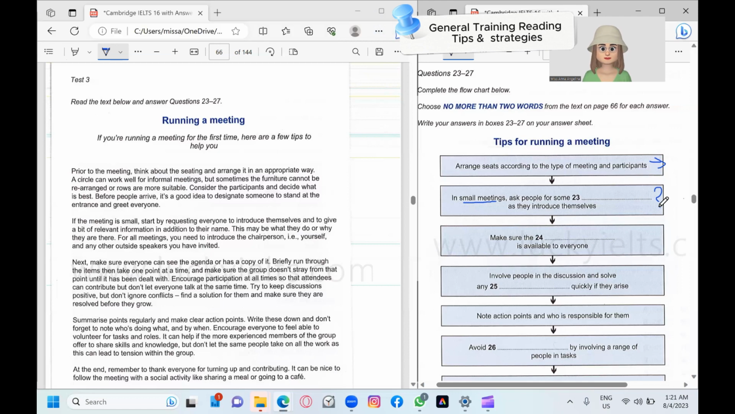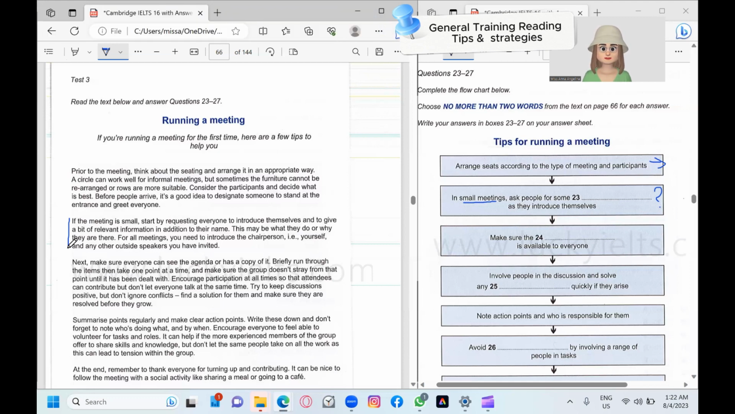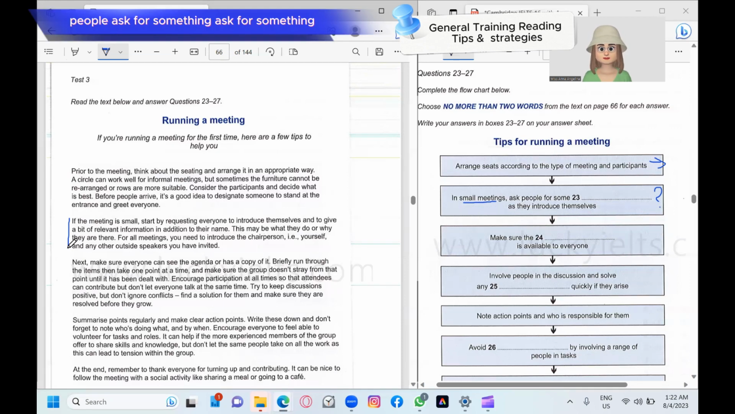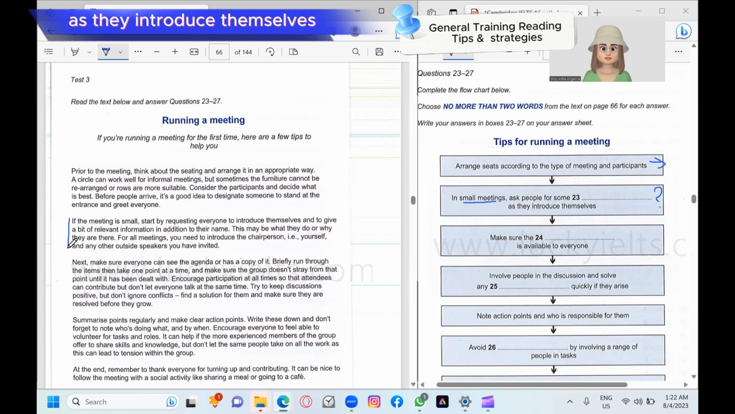During the meeting, think about the seating and arrange in the appropriate way. A circle can work well in a formal meeting, but sometimes furniture cannot be rearranged. In the meeting, if the meeting is small, start with requesting everyone to introduce themselves and give a bit of relevant information in addition to their name. Ask people for something. Ask for some blank. Information. Ask people for some information as they introduce themselves. That is Bilal's answer.